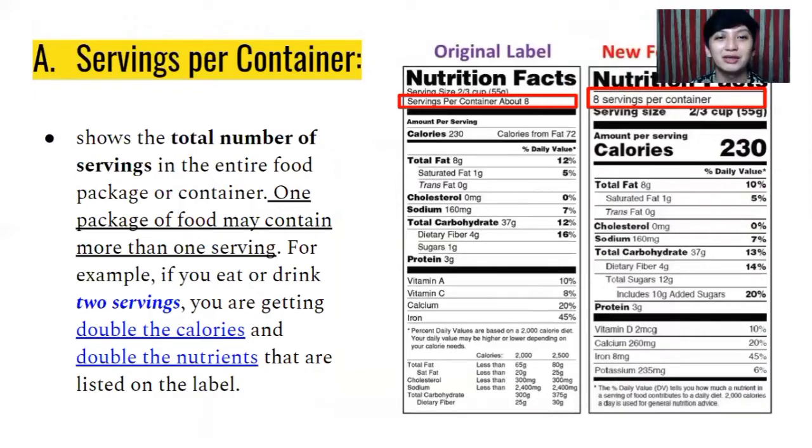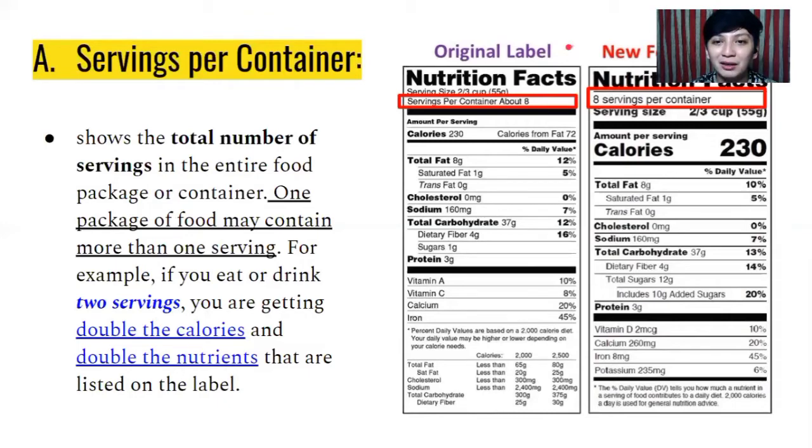So letter A, servings per container. Servings per container shows the total number of servings in the entire food package or container. One package of food may contain more than one serving. For example, if you eat or drink two servings, you are getting double the calories. Take note of that. And double the nutrients that are listed on the label.